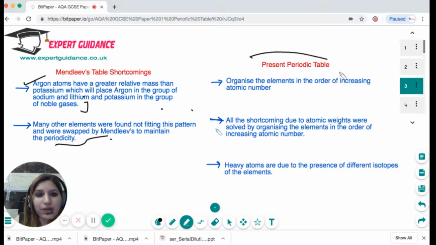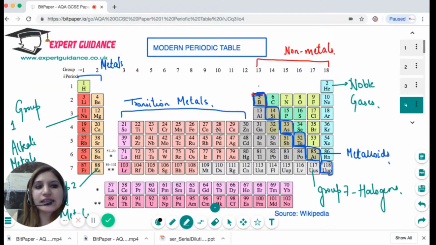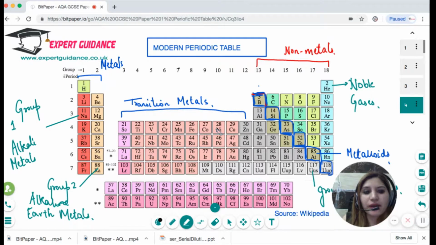The present periodic table overcomes all these shortcomings by organizing the elements in the order of increasing atomic number, or the proton number. So all the problems that were due to dissimilar atomic weights were corrected by this. When we arranged the elements by atomic number, we came to know that the difference in masses of some of the elements is due to their isotopes, because an element can have many different isotopes, and the atomic mass is the average of the isotopic masses of all its isotopes. So this is how we came to the present periodic table.